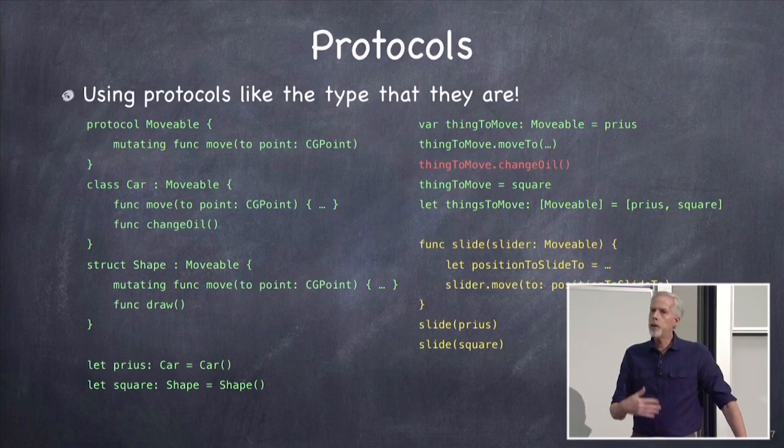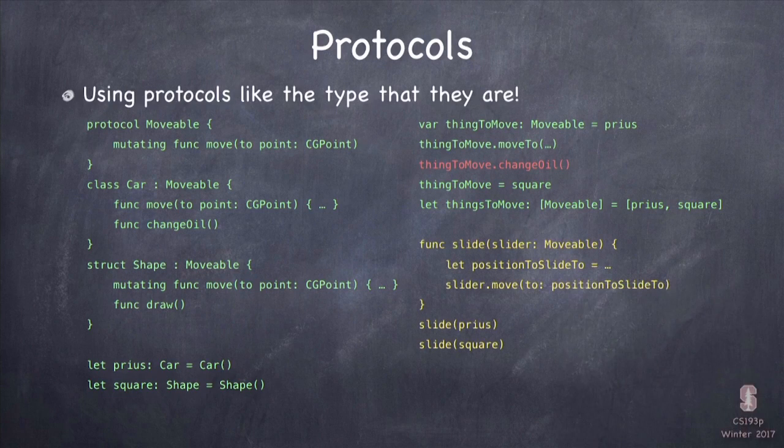All right, I could also have a function that takes a Movable as an argument, like slide, that takes a slider, which is a Movable, and I can say slider.moveToPoint, because the argument slider is a Movable, so we can send moveToPoint. And I could say slide a Prius, slide a square.